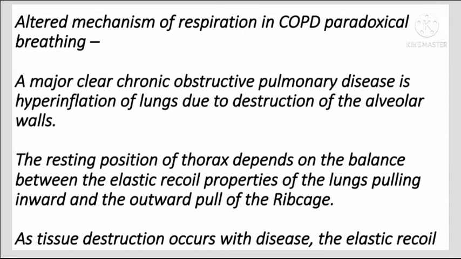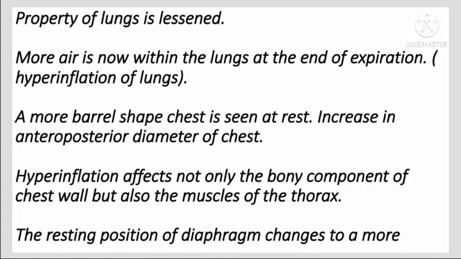Altered mechanism of respiration in COPD. Paradoxical breathing. A major feature of chronic obstructive pulmonary disease is hyperinflation of the lungs due to destruction of alveolar walls. The resting position of the thorax depends on the balance between the elastic recoil properties of the lungs pulling inward and the outward pull of the ribcage. As tissue destruction occurs with disease, the elastic recoil property of the lungs is lessened. More air is now within the lungs at the end of expiration.